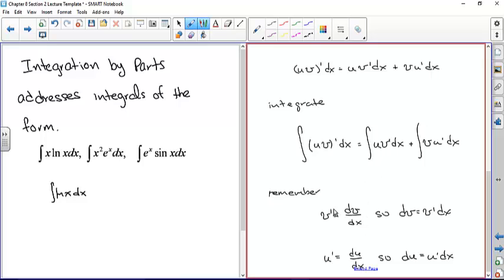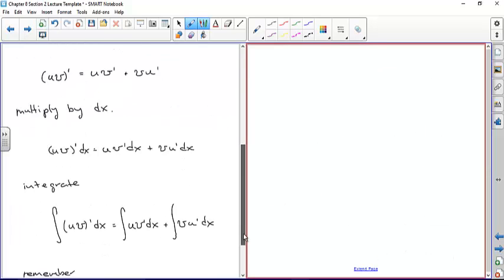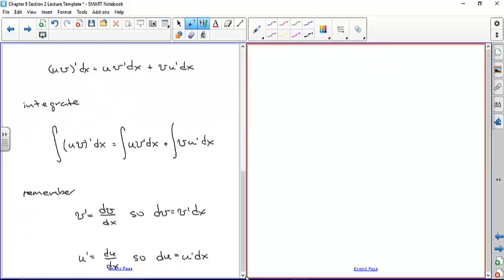So v prime is dv dx, but if we take v prime times dx, it becomes dv, and u prime dx becomes du. And so I'm going to write this out instead of just unveiling stuff here. So the first one, based on what we saw with integration by parts, just becomes the product of u and v.